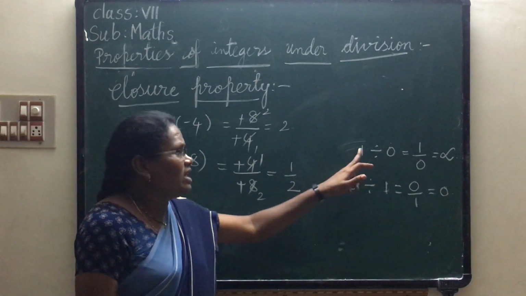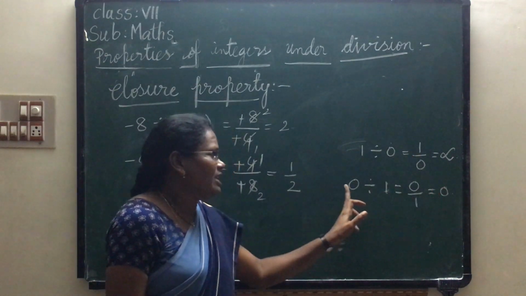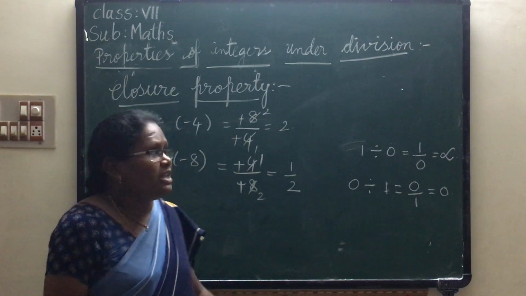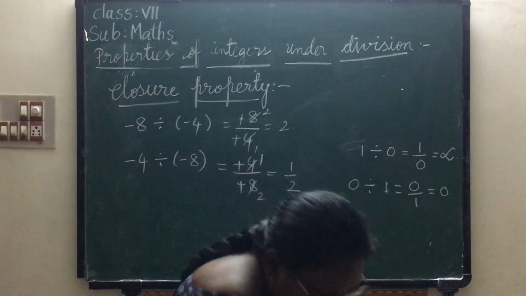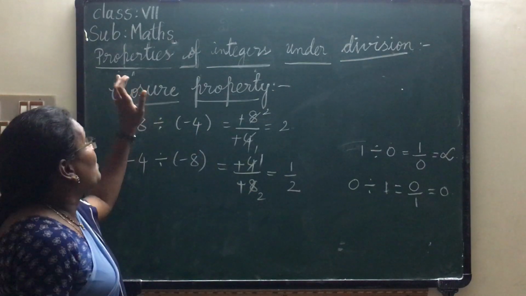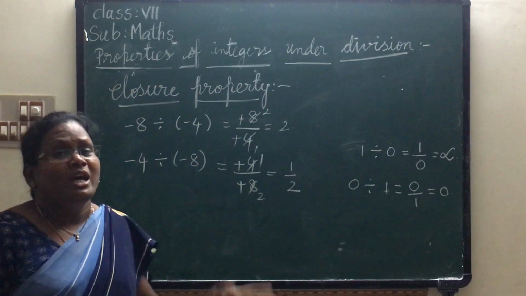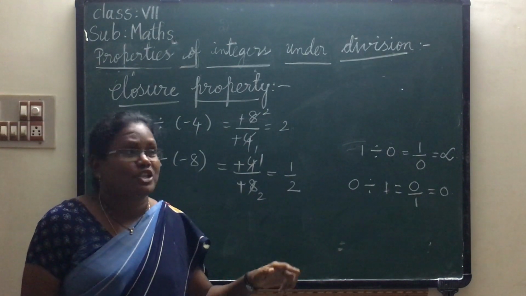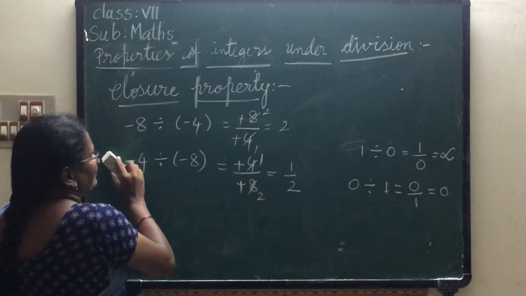Okay children? 1 divided by 0 is 1 by 0, which is infinity. 0 divided by 1 is 0 by 1, which is equal to 0. These two sums only you have to see. In division, no property is satisfied. Properties of integers under division, no property is satisfied. In addition, all properties are satisfied. In multiplication, all properties are satisfied. In subtraction, only the closure property is satisfied. In division, no property is satisfied.